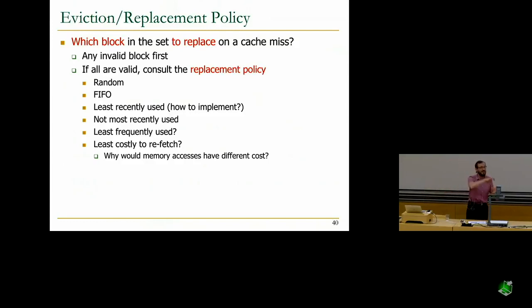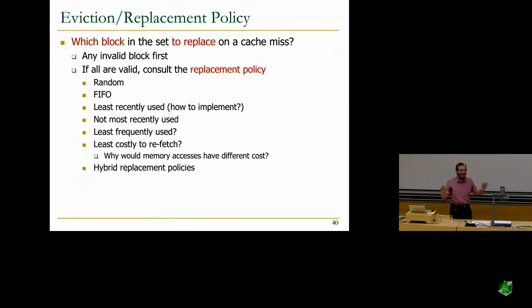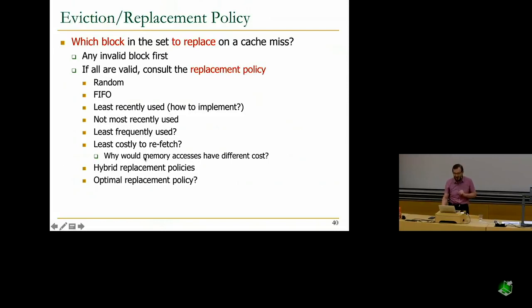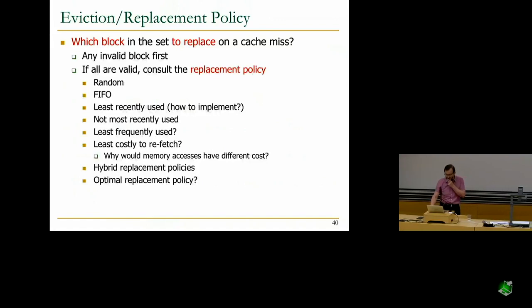So it takes much longer to fetch. So taking that into account in the replacement policy may be important. That's one example of why memory access may have different costs. There are other examples which we're not going to go into. So people actually have developed hybrid replacement policies, just like hybrid branch predictors, right? You have different algorithms to do the replacement, and you pick the best one that you think is going to do well. Let's talk about optimal replacement policy in a little bit.